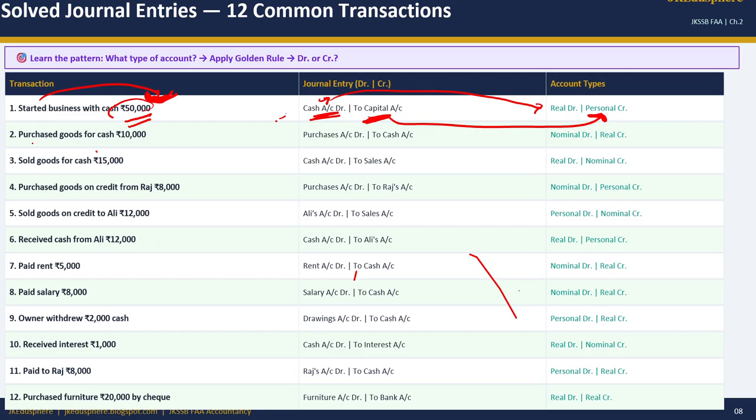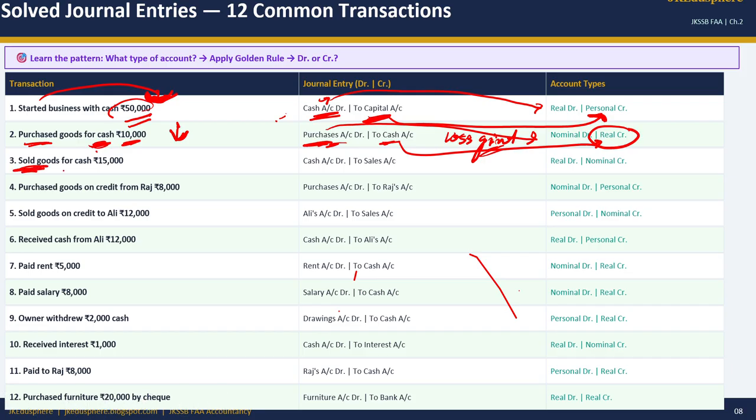Okay. So next is purchased goods for cash 10,000. So what accounts are affected? Purchase account and cash account. What is purchase account? Nominal, because nominal means losses and gains, right? So nominal account is affected. Cash is a real account. We have seen cash is an asset, so real account is affected, right?